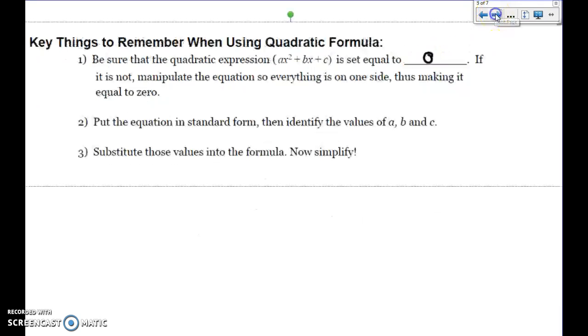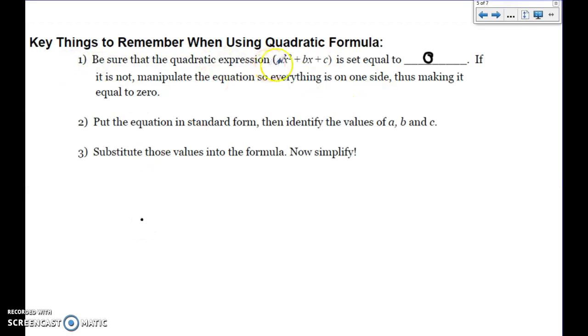So there are three easy steps for me to do that. The first thing I want is to be sure that it's in standard form, and also set equal to 0. So the first step is to set it equal to 0. The second step is to identify what a, b, and c are, and then we're going to substitute these values into the formula and then simplify it.